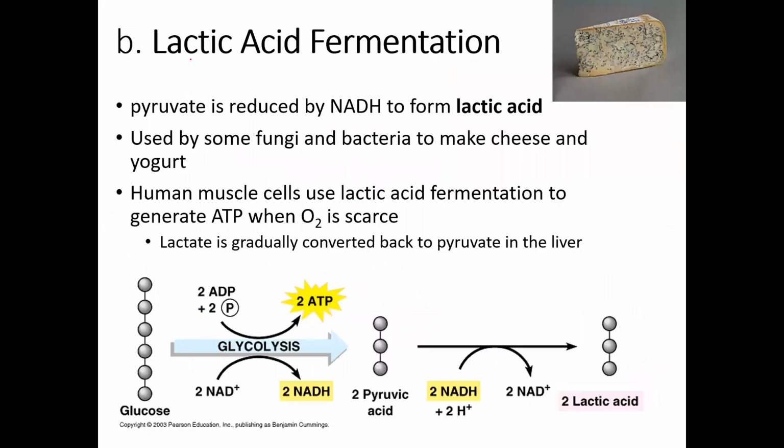Okay, lactic acid fermentation. Look at that cheese. Yum. Pyruvate is reduced by NADH to form lactate or lactic acid. Fungi and bacteria make cheese, but human cells also use lactic acid fermentation to generate ATP when oxygen is scarce, and that's in your muscle cells. It's eventually converted back to pyruvate in the liver. So here's my glucose. A little bit of ATP is made, but if there's no oxygen, this pyruvate becomes reduced to form lactic acid.